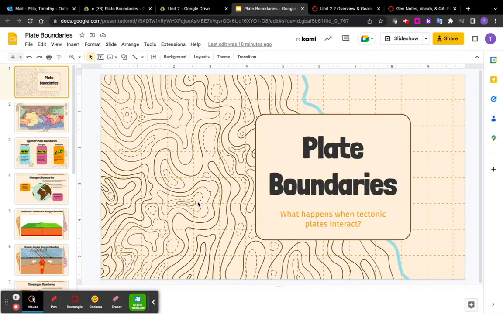Let's talk about some things that happen at plate boundaries. We talked about the three types of boundaries, but there are different types of crust that can interact with each other at these boundaries. So let's look at some processes and features that arise from boundaries hitting each other or separating or sliding across each other.